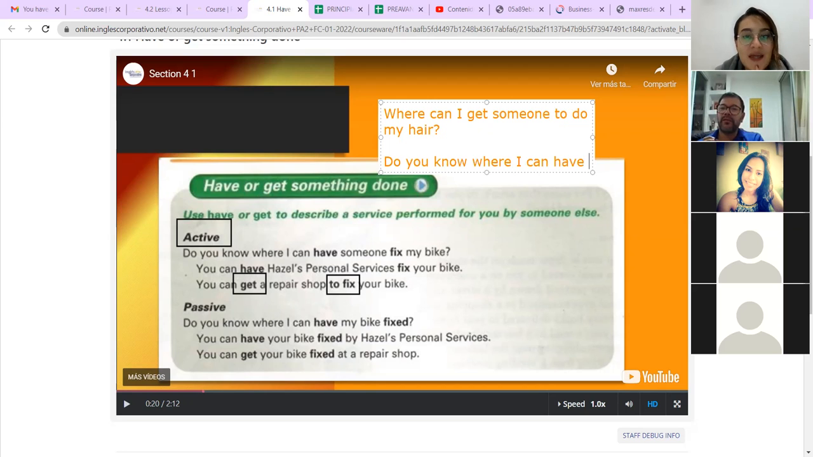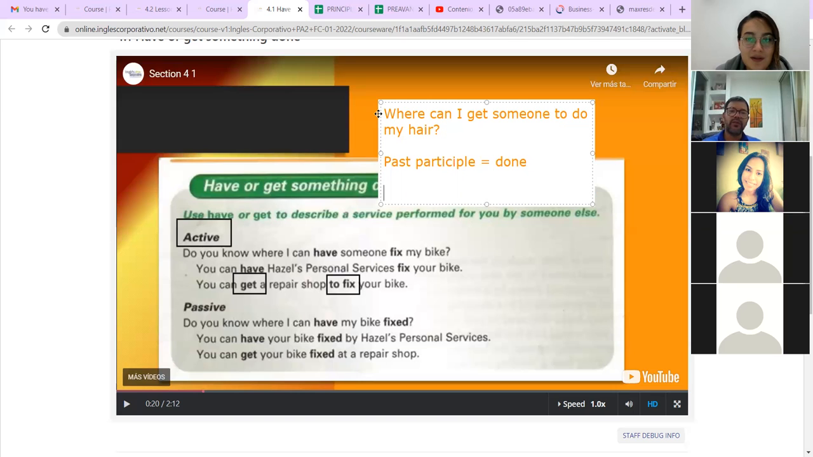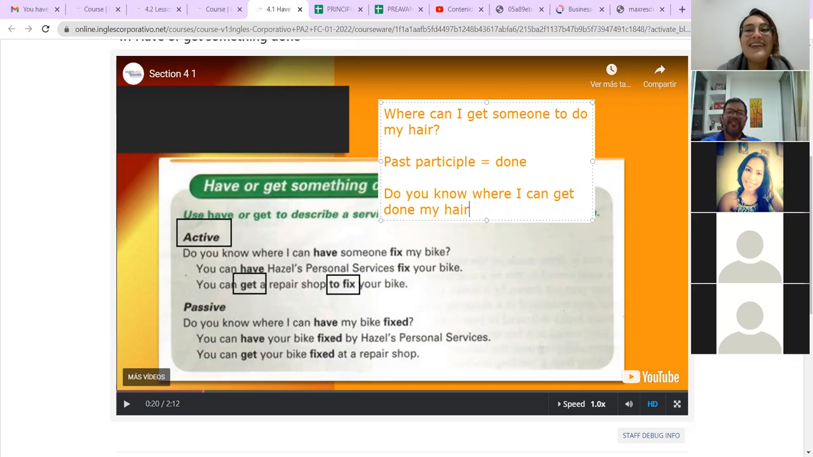Remember that when we are using the passive voice, we're going to use the past participle. Do, done, that's right. Do you know where I can get my hair done? My hair done. There we go. Where I can get my hair done.